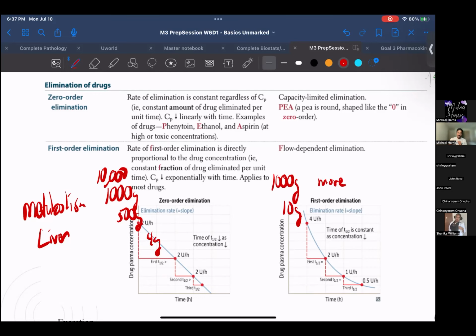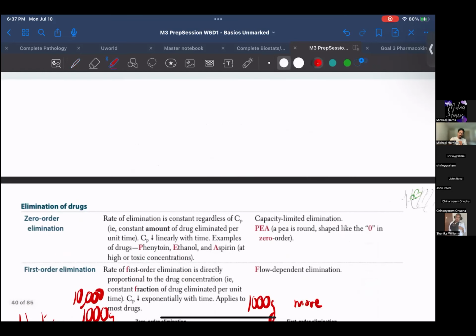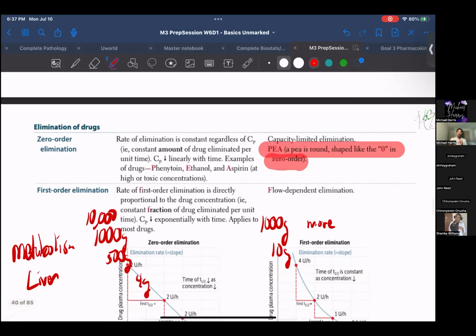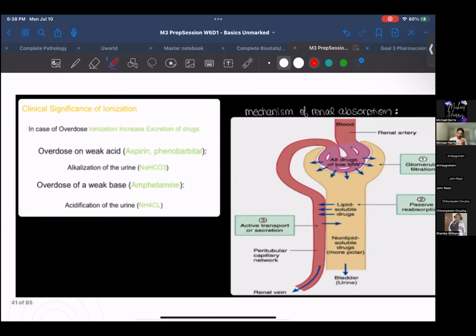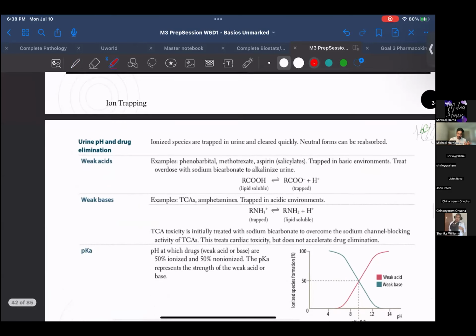All right. Now, you do have to know what drugs fall into them. Just know P, P, E, A. These are the 3 main drugs that undergo zero order elimination. If you know that, all the rest are first order. Phenytoin, ethanol, aspirin. This we've already discussed, so I'm not going to talk about it anymore.